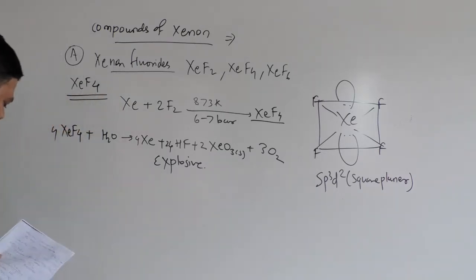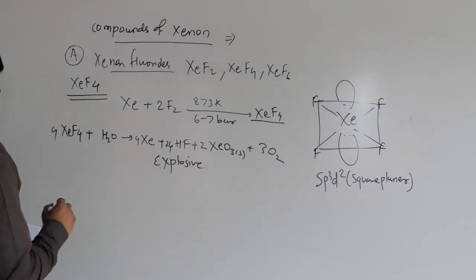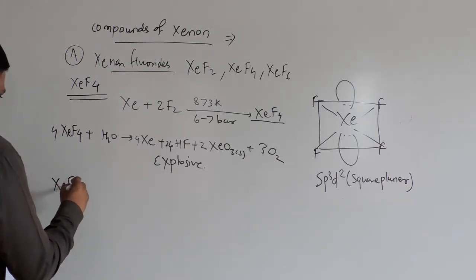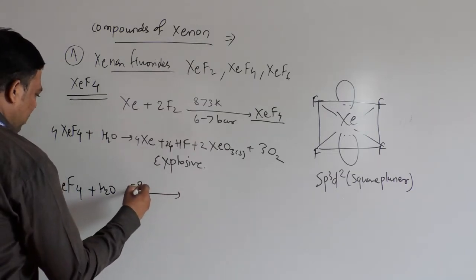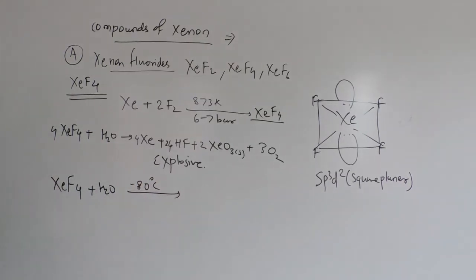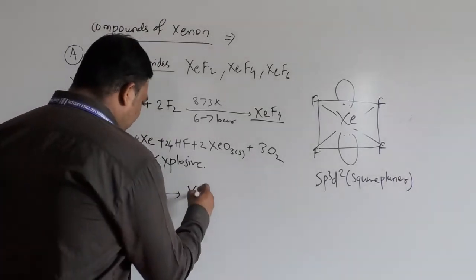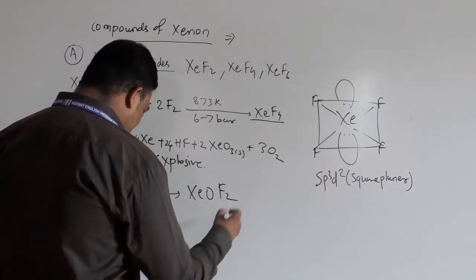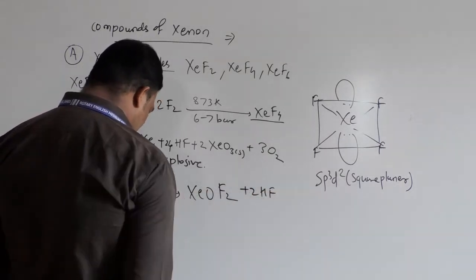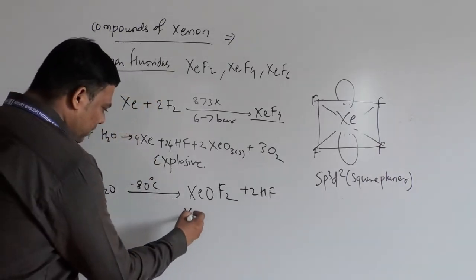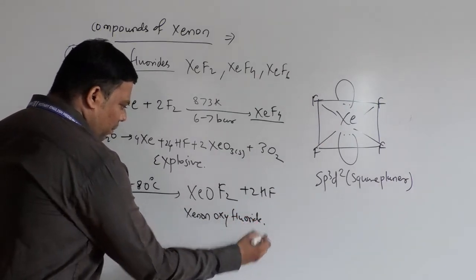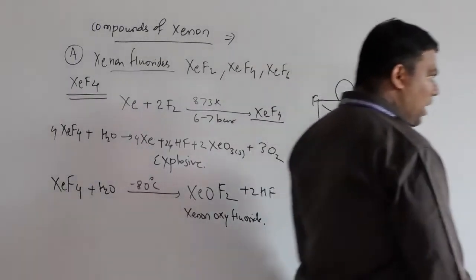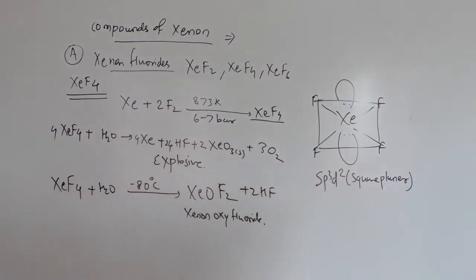Now another reaction, what will happen when XeF4 reacts at low temperature, near about minus 80 degrees Celsius, it will form XeOF2 plus 2HF, xenon oxyfluoride. Xenon oxyfluoride. So these are all about XeF4.